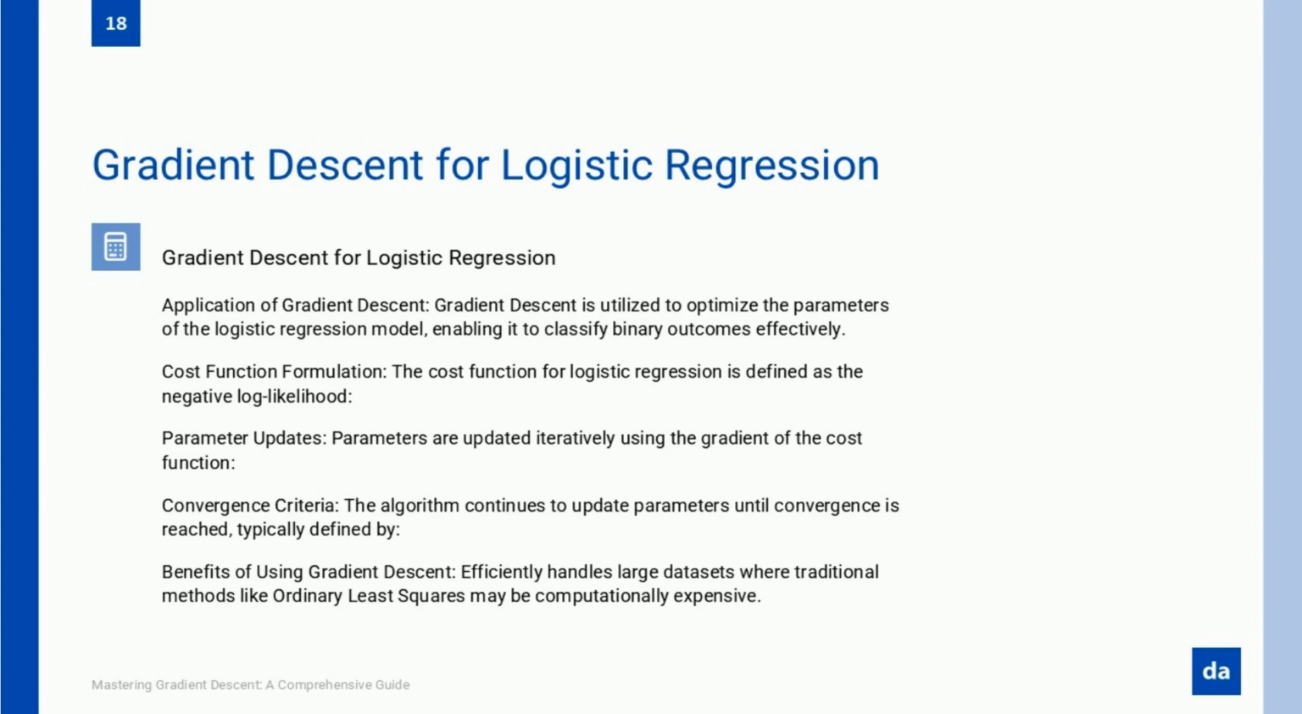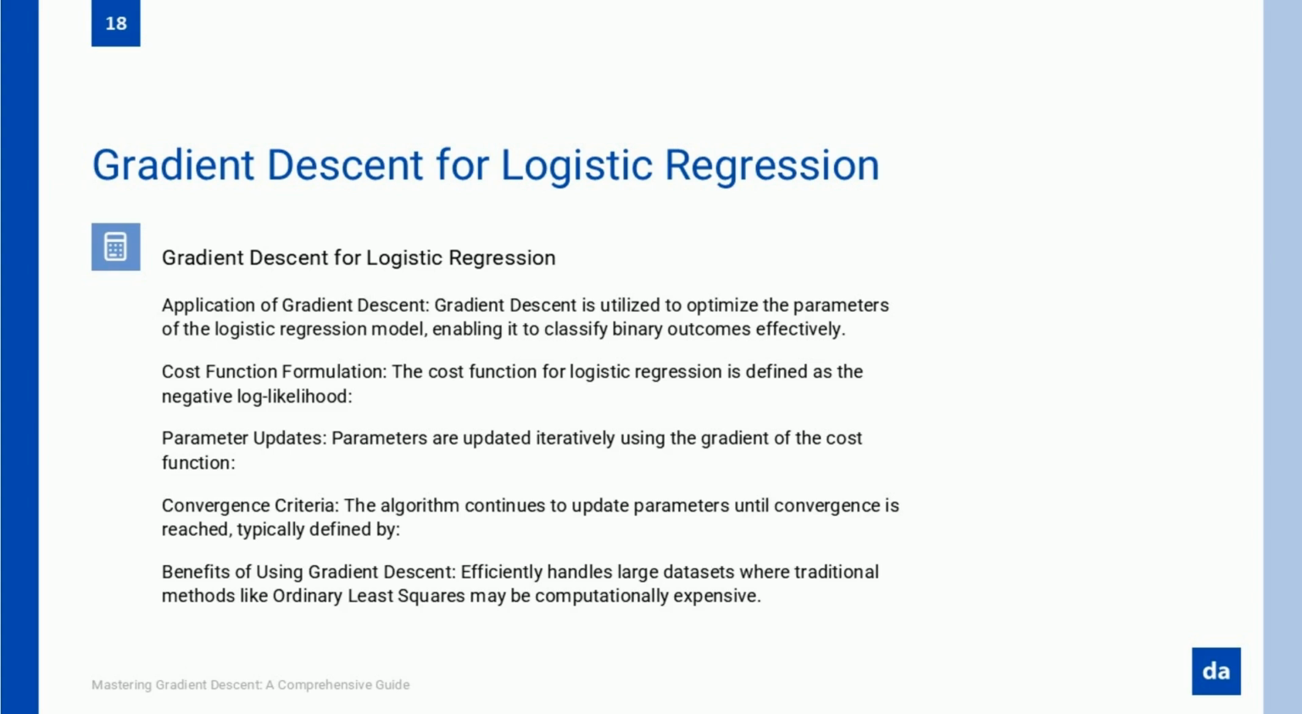Unlike linear regression, which predicts numerical values, logistic regression predicts probabilities. Instead of modeling a straight line, it models an S-shaped curve using the sigmoid function, which transforms any input into a probability between 0 and 1. The formula for the sigmoid function is sigmoid of z equals 1 divided by 1 plus e to the power of negative z, where z is the weighted sum of inputs, just like in linear regression.